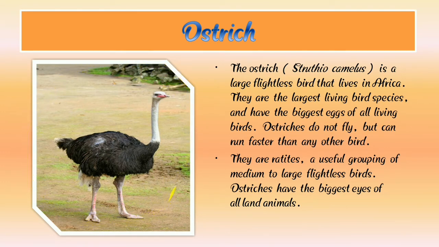So the ostrich is a large flightless bird that lives in Africa, and ostriches can run very fast. It is the largest living bird species and has the biggest eggs of all living birds. Ostriches do not fly but can run faster than any other bird. Ostriches have the biggest eyes of all land animals.